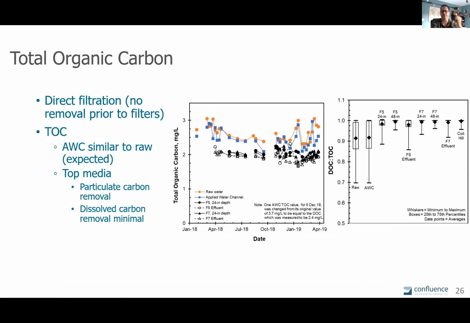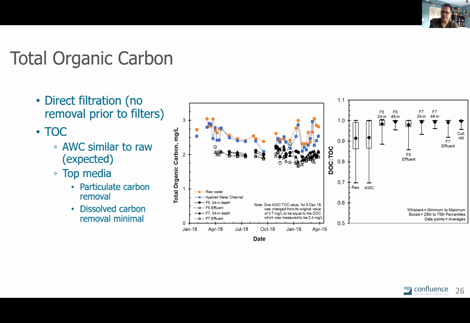So TOC we monitored. You'll see on the left-hand side the different locations throughout the treatment plant, the orange and blue happening before filtration, and then the dark spots are basically the filtration spots. So you see roughly a 20% reduction of TOC going through the filters. You'll see then the statistics on the right-hand side, a little bit of a snapshot per location.